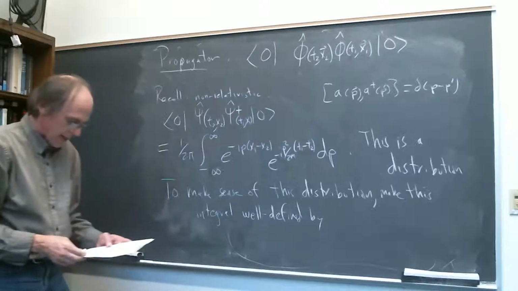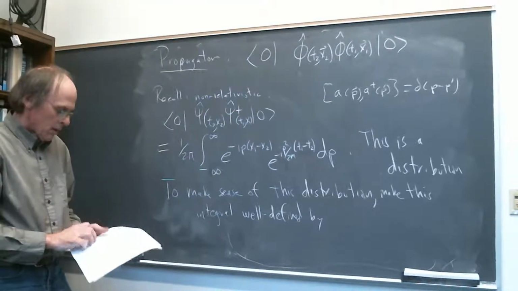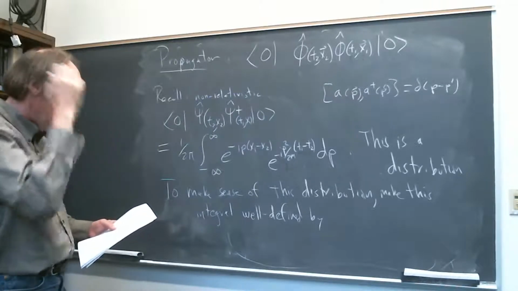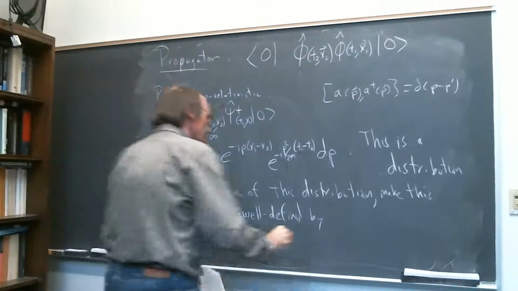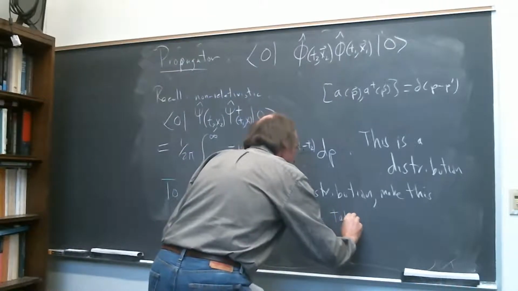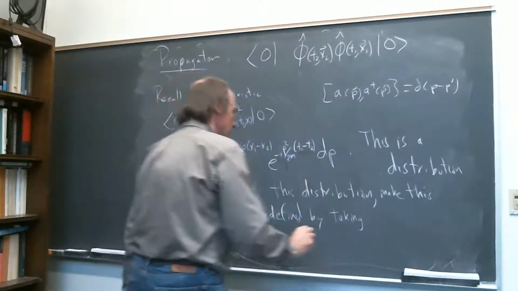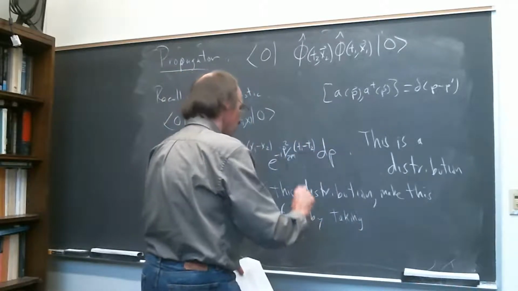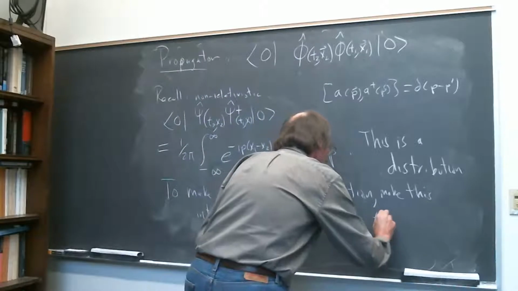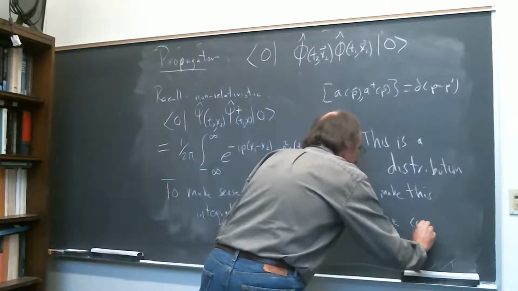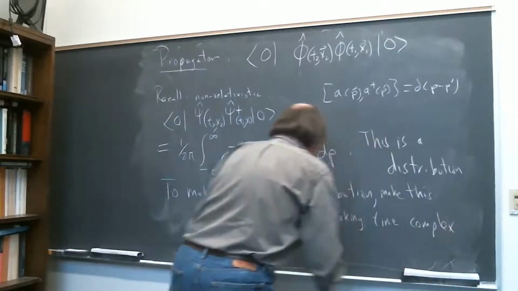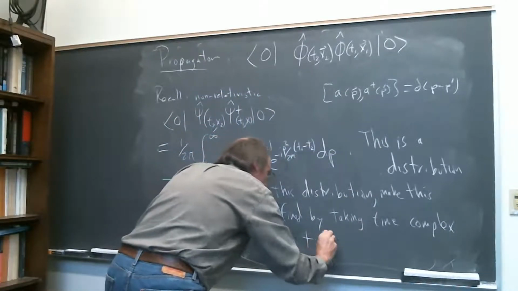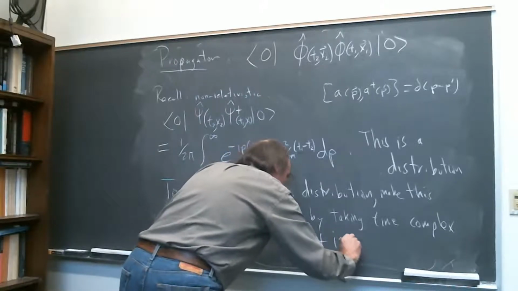I want to do this by taking time complex. So you consider tau, t plus I tau.